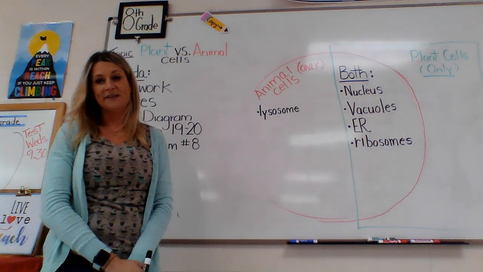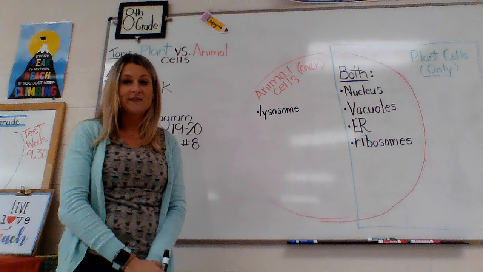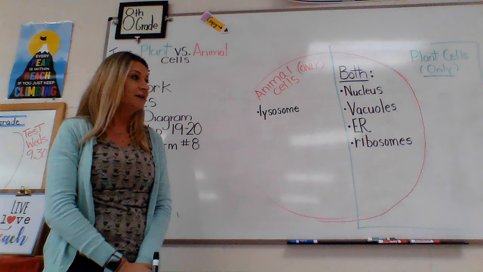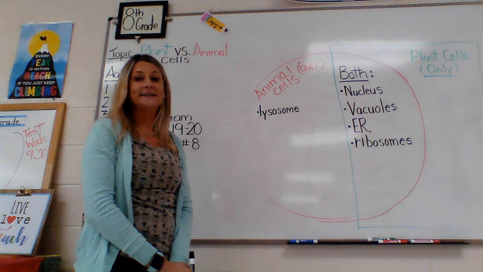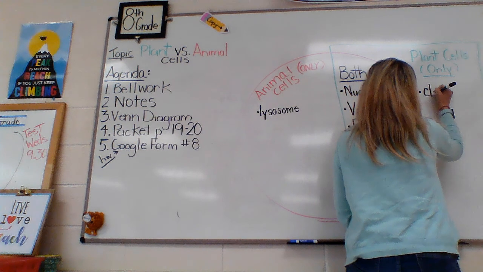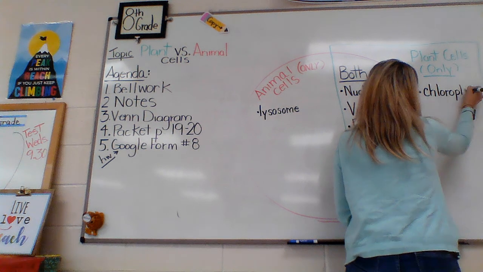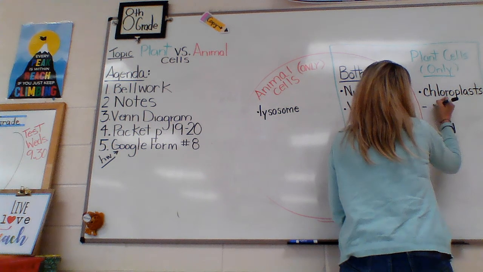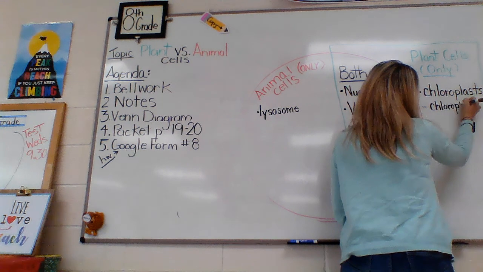Let's talk about one that might be different. A chloroplast. A chloroplast we just talked about is for photosynthesis. It is green because it's filled with a pigment called chlorophyll. Chlorophyll fills the chloroplast. And if you guessed that we're going to put that on the plant side, you are correct. Chloroplast. And underneath that, you can put chlorophyll because that is a pigment only found in plants.